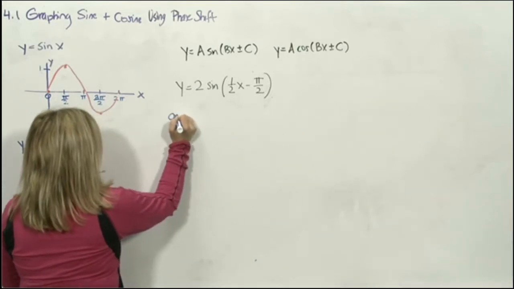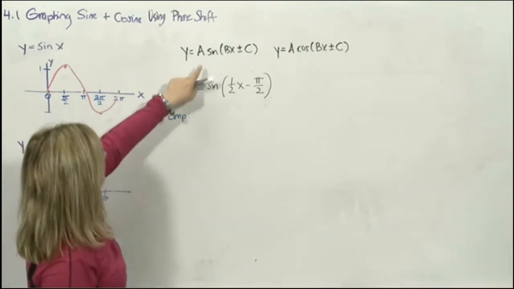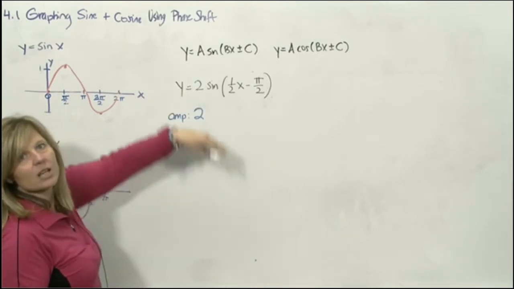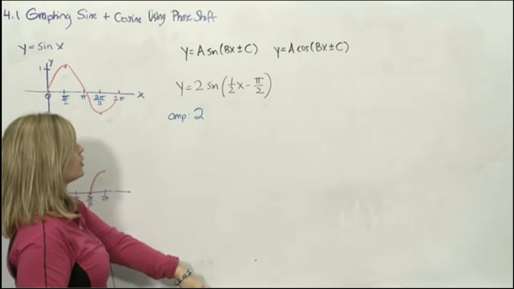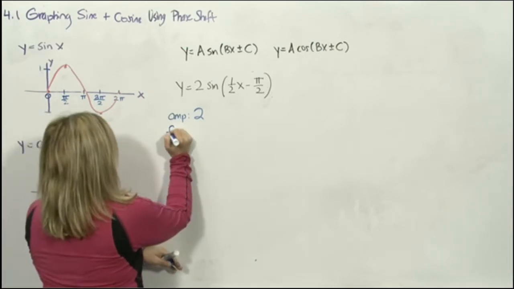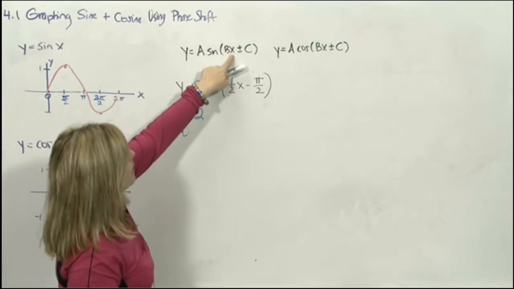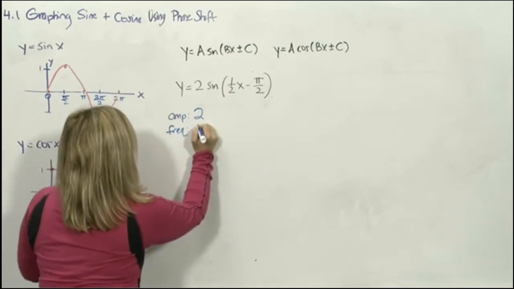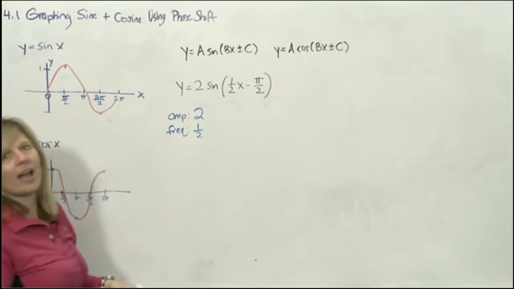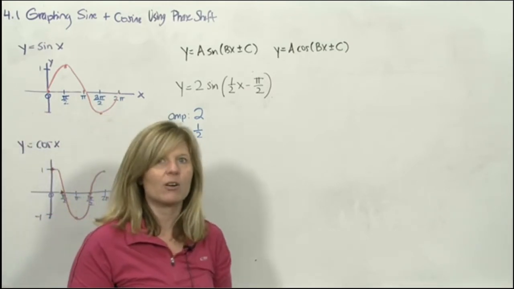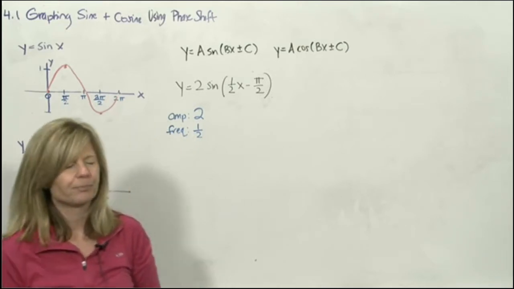What's our amplitude? Well, amplitude is in front, it's 2. We know we're going to go as high as 2 and as low as negative 2. Okay, what is our frequency? It's in front of the angle by multiplication. It's a half. We're only going to draw half a curve. Are we going to need to plot 5 points then to draw half a curve? No, we're only going to need 3 points.